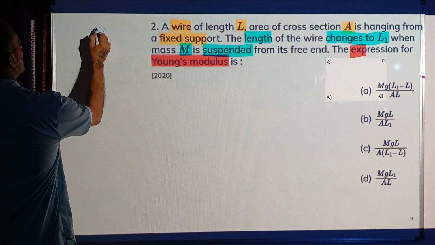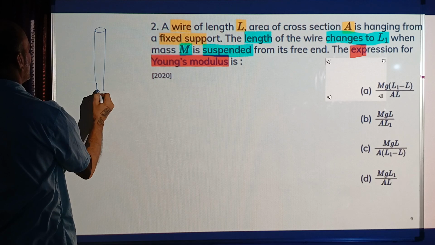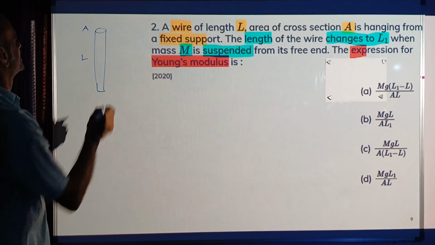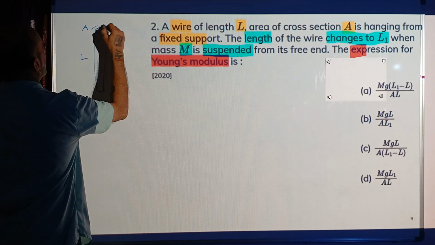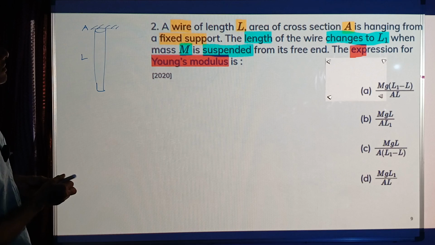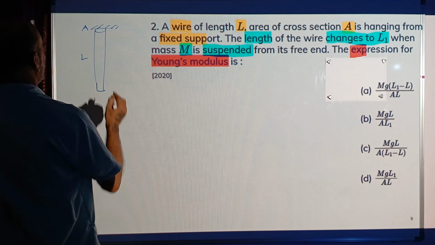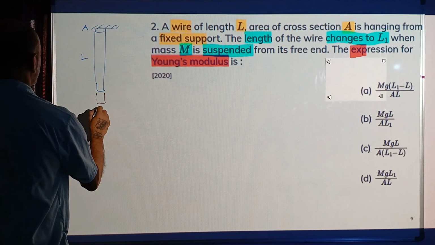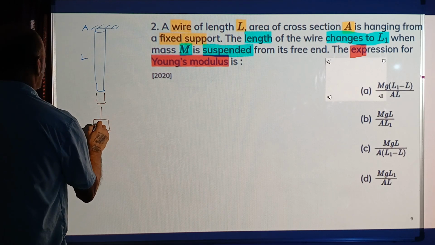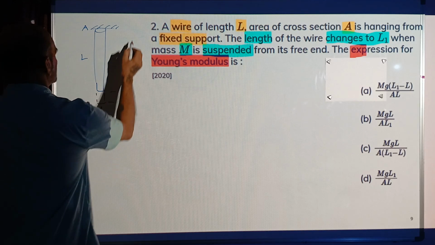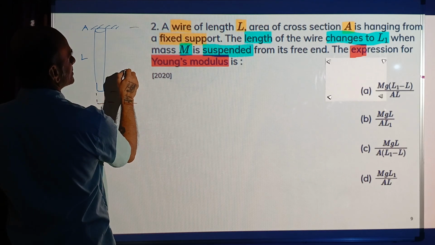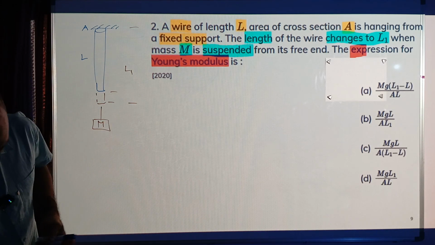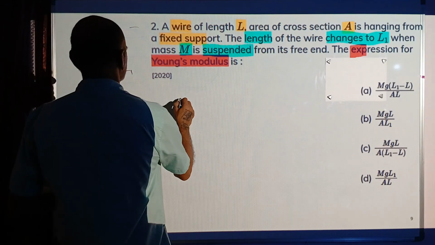So wire of length L, cross section A, fixed support. So this is a fixed support. So after applying this thing, the length will change. M is suspended from here. So length has increased, but this increased length from here to here, it's L1. Straightforward question. Next one is you have to know the definition.